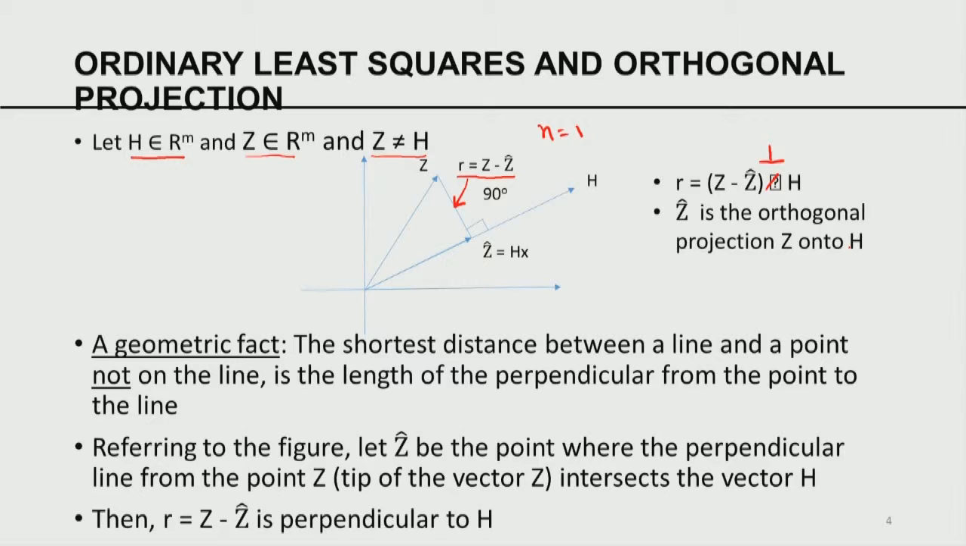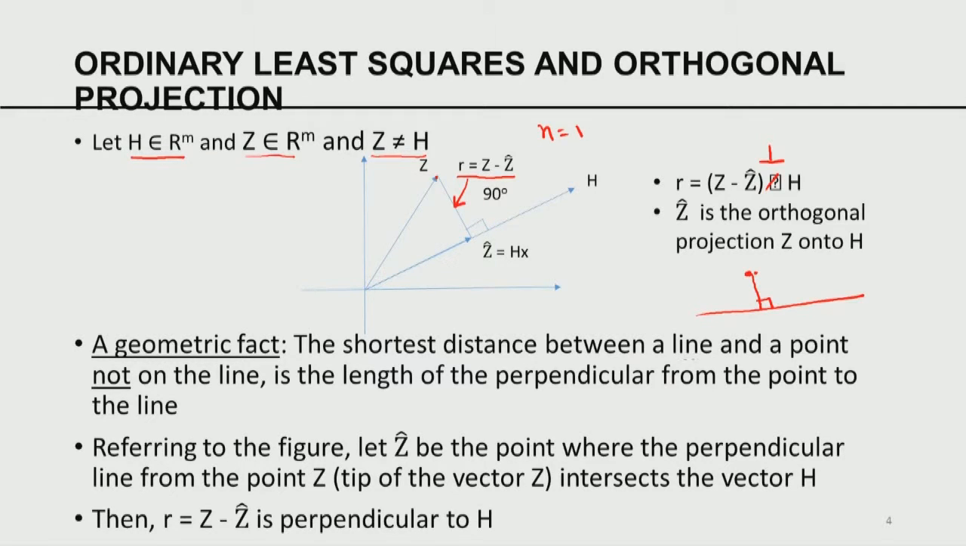Now I would like to relate another geometric fact. It is well known that if I have a line and a point not on the line, the shortest distance from the point to the line is the length of the perpendicular from the point to the line. That is a very well known fact in basic geometry. You can think of the line to be my line H, and my point to be the tip of Z. I am trying to draw the perpendicular from Z to H. If it is perpendicular, the angle between R and H is 90. Therefore, when the angle is 90, the residual is of shortest length.